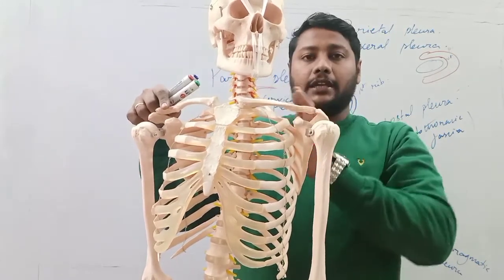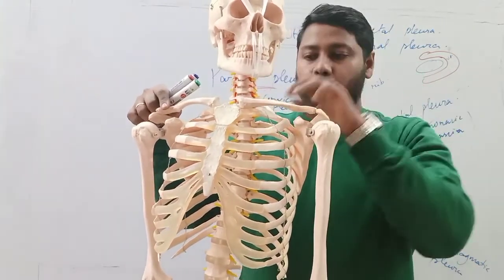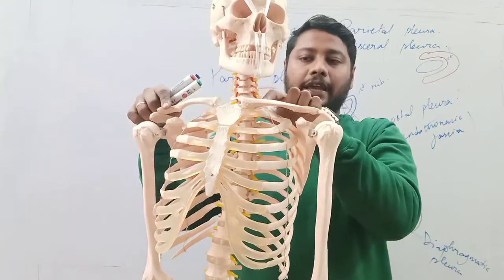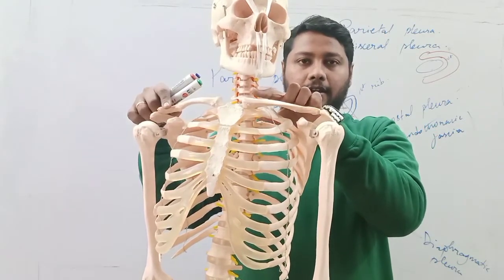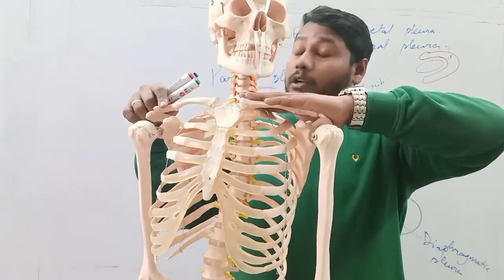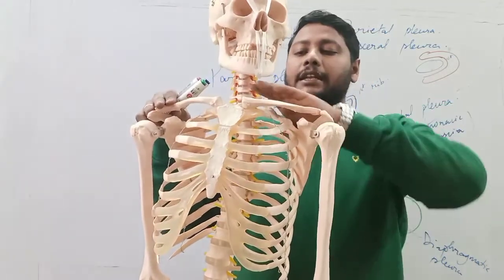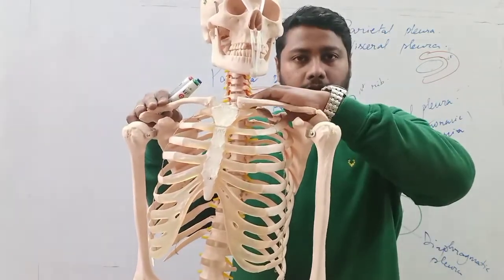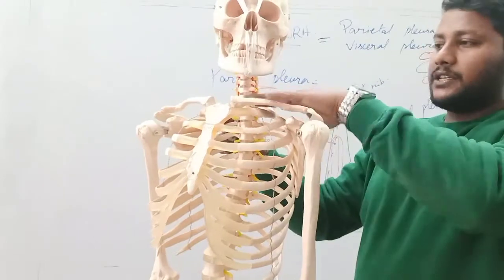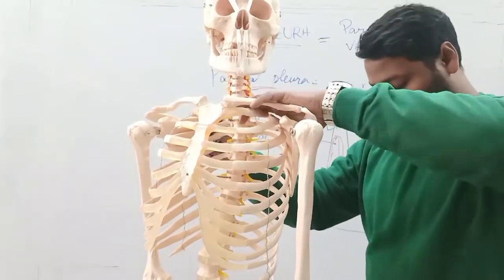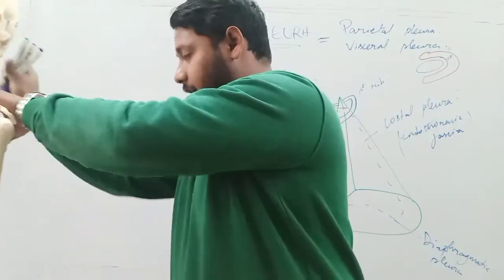This cervical pleura covers the apex of the lungs. We know that the apex of the lungs extends up till over here. So this pleura, the cervical pleura, covers the apex of the lungs. Now this cervical pleura is in relation to some structures present here on the neck.